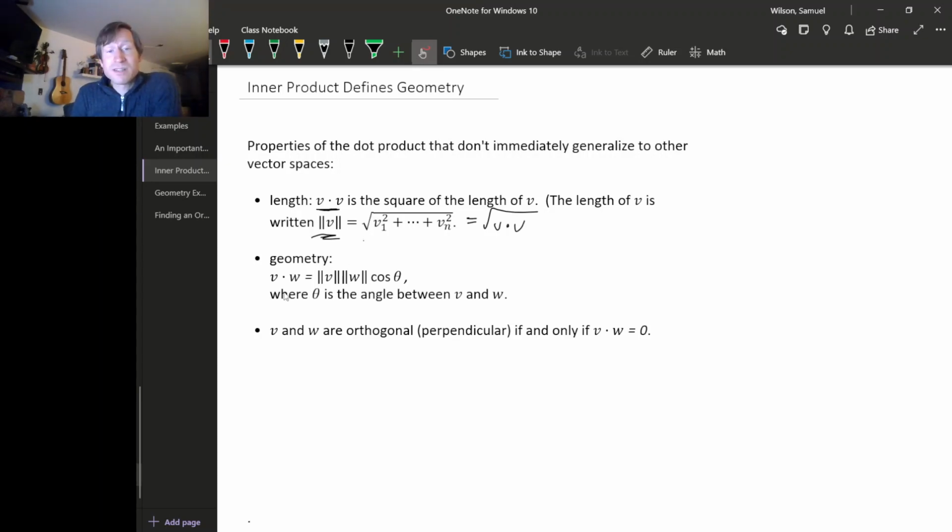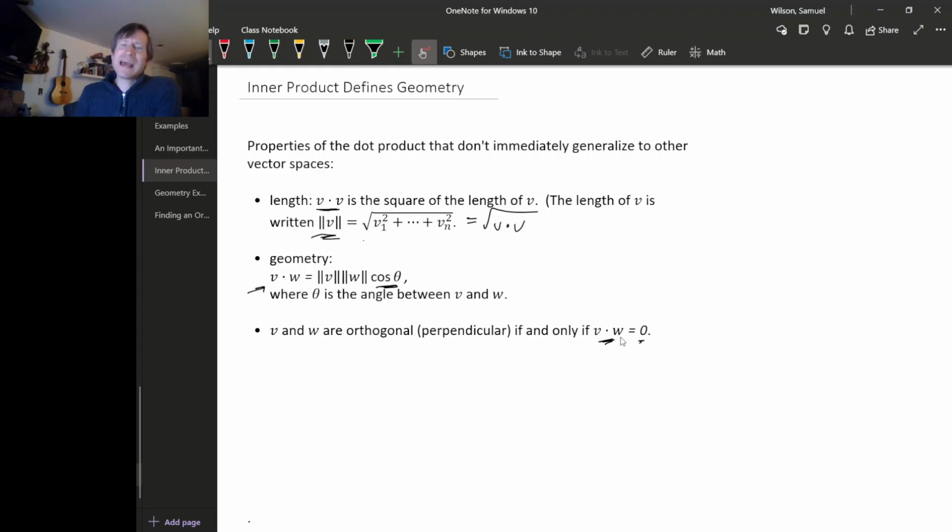Also, the dot product in Rn tells us about geometry because we know that the dot product of v and w is actually the length of v times the length of w times the cosine of the angle between them. And then finally, another reason why we like the dot product is because we can tell if two vectors are orthogonal in a quick and easy way just by checking if the dot product of the two vectors is 0.